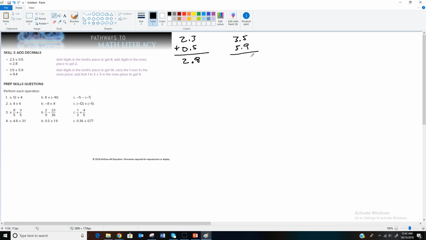We do 5 plus 9 is 14. 5, 6, 7, 8. We add this 1 that we carried, that's 9. And then the decimal would go there because this is the tenths place and ones place rather than the ones in the tens place.